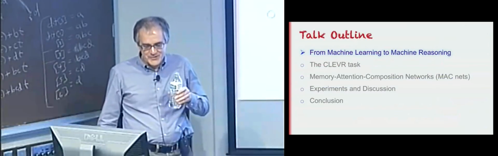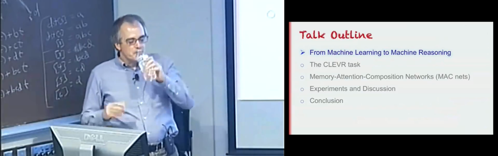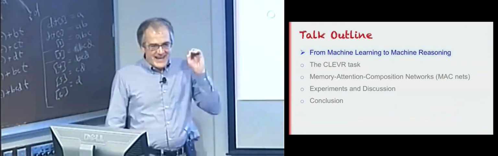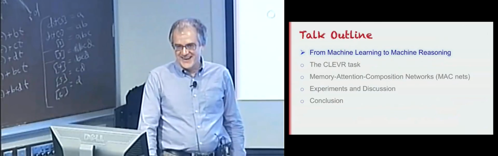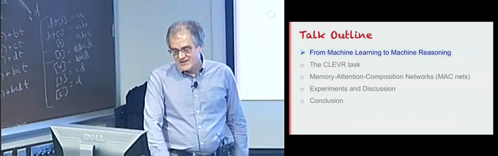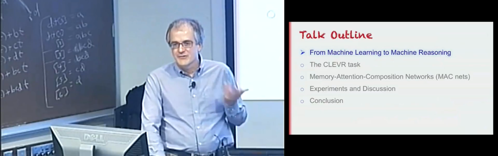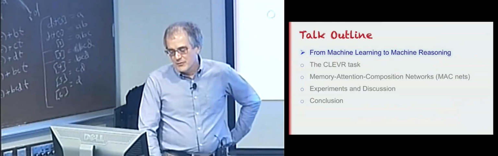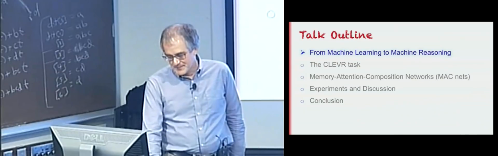So the first part, which I'm in the middle of, is from machine learning to machine reasoning. And then I'm going to show you the CLEVR task, which is the actual data set and problem, the only one you're going to get to see today, where we try and develop this system. Then I'm going to introduce this idea of memory attention composition neural networks, which is trying to design a different class of neural network architecture that's more suited to what I think you want to do for machine reasoning, and then show some of the experiments that come off of that.